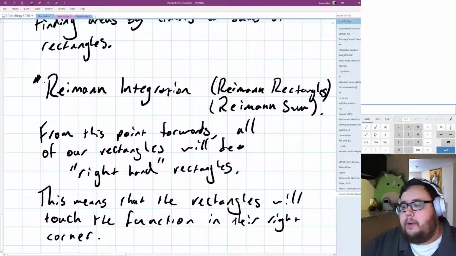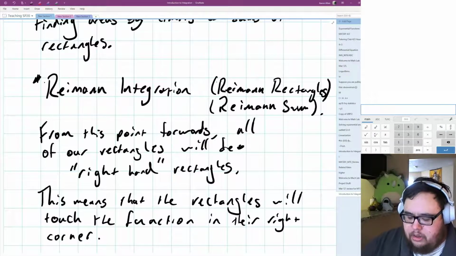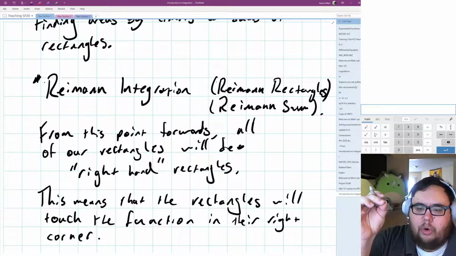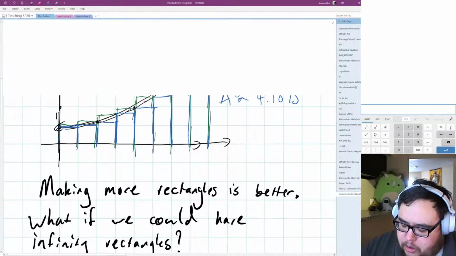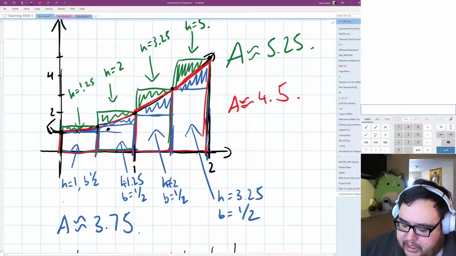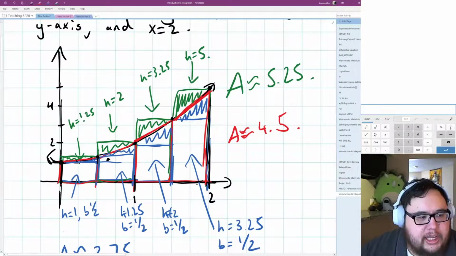So one side of the rectangle will lie along the x-axis, and then the right hand corner of the other side of the rectangle will lie along the curve, right? So if we go back up at our examples earlier on, those are those green rectangles, okay? The green rectangles are right hand rectangles, the blue rectangles are left hand rectangles.